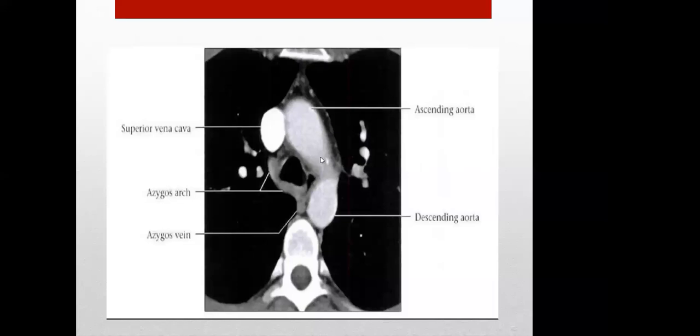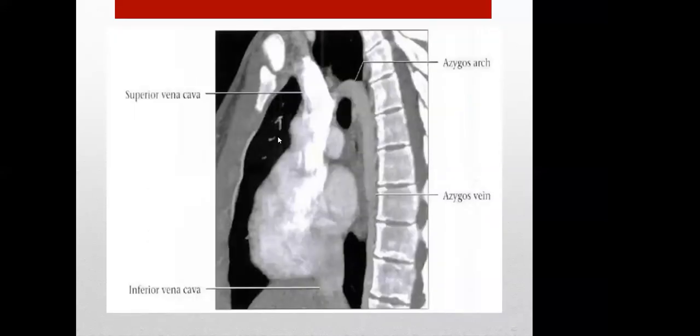On this CT image, we can see this is the ascending aorta, the descending aorta, and this is the superior vena cava. This is the azygous vein, and this is the arch of the azygous vein at the level of T4, where it will drain into the superior vena cava. This is a sagittal image. You can see this is the azygous vein, and this is the arch of the azygous vein as it crosses above the right hilum, and it drains into the superior vena cava.